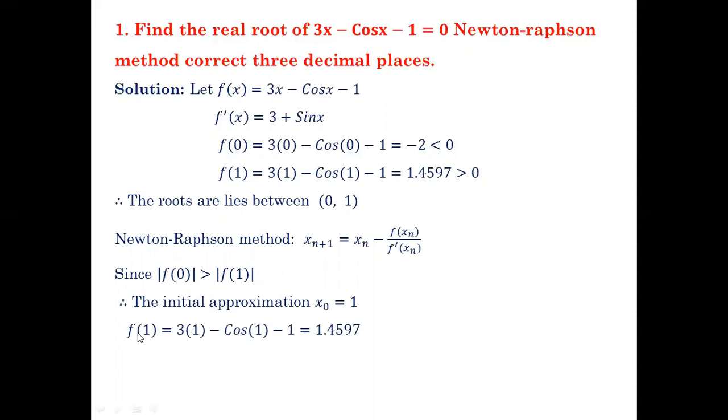So then find f of 1. f of 1 is 3 into 1 minus cos 1 minus 1, and that value is 1.4597. f dash of 1, replacing x by 1 in f dash of x, f dash of 1 equals 3 plus sine of 1, which is equal to 3.8414. The first approximation, n equals 0.